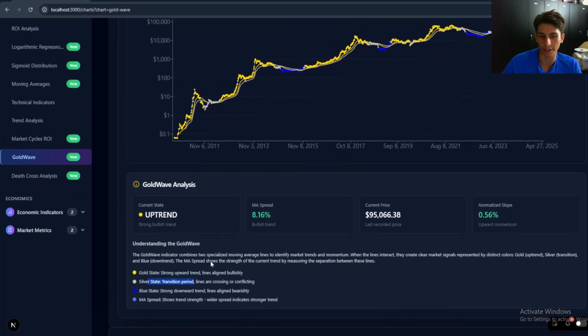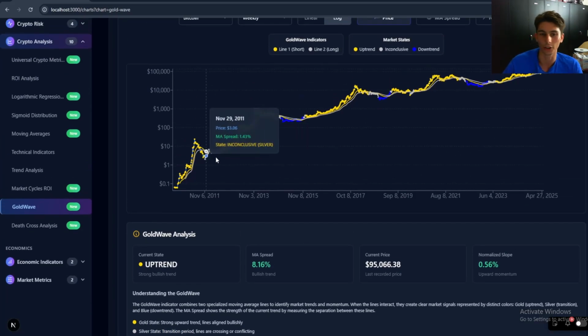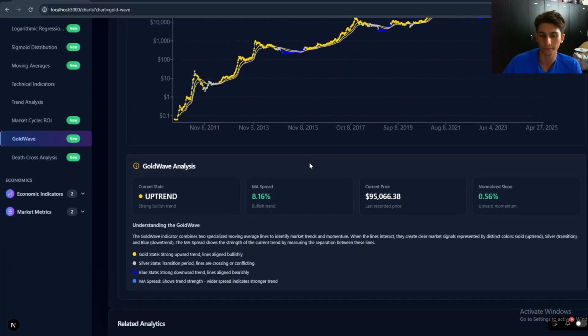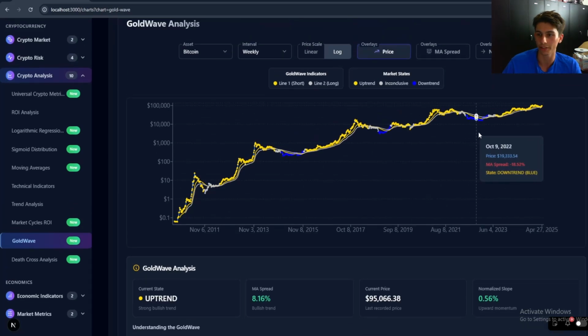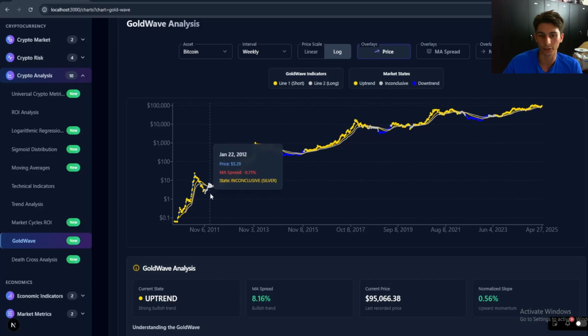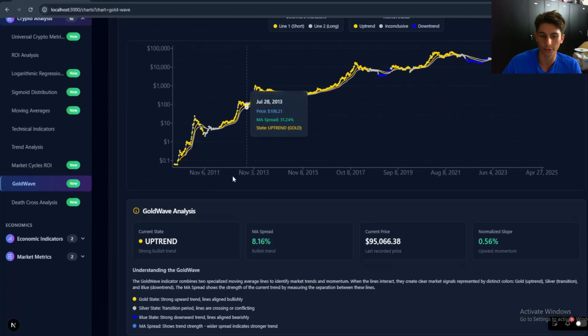And the silver state is more of a transition period where the lines are crossing or conflicting. That's sort of when you get out into those bear market periods where you can transition into forming a bottom pretty much every cycle. We also went down to the silver in the first cycle here, but we didn't necessarily get into that blue range durably like all the other cycles.